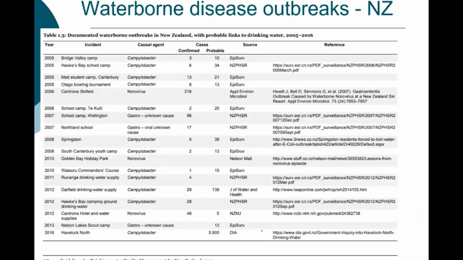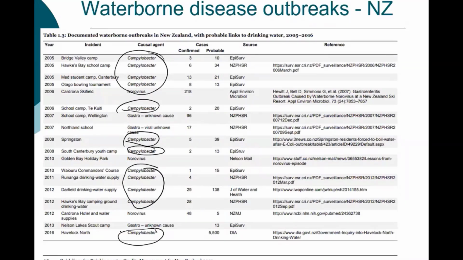This is a table, from the same document, on documented waterborne outbreaks. So you can see Campylobacter. I said O157, I apologize, it was Campylobacter that was the cause of the Havelock North outbreak. What's the source? Anybody know anything about New Zealand? Agriculture is extremely important. In fact, at one point, I think there were 30 sheep for every one person. It's now about 7 sheep for every one person in New Zealand.